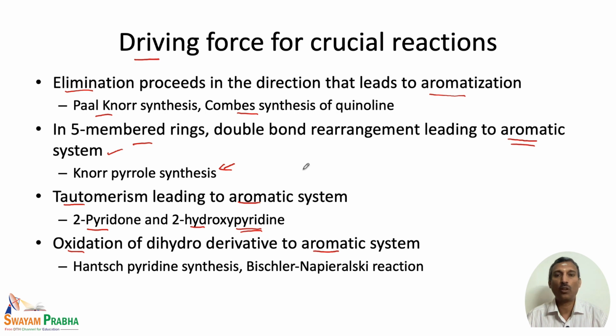So if you look at all these reactions, the final step, the formation of an aromatic system, is crucial, and that can be formed by different types of reactions. For example, in one case the aromatic system is formed by an elimination reaction. In another case, it is a double bond rearrangement reaction. In some other case, it is tautomerism, and in a few other cases it is an oxidation reaction. So the reactions may be different, but the end result is the formation of an aromatic system.